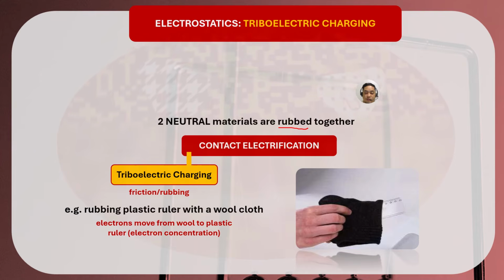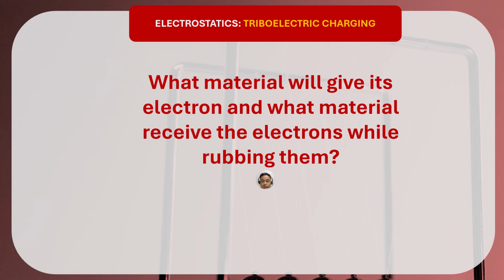If you could still recall, when we talk about electron concentration, the movement of electrons is from high concentration of electrons to low concentration of electrons. So between these two objects here, electrons move from the wool, which contains many electrons, to the plastic ruler, which contains a lesser number of electrons. So the electrons move from higher to lower. Okay, and we will try to know which one will lose the electrons. Is it the plastic ruler or the wool, or which one will hold its electron or will just accept the electrons?